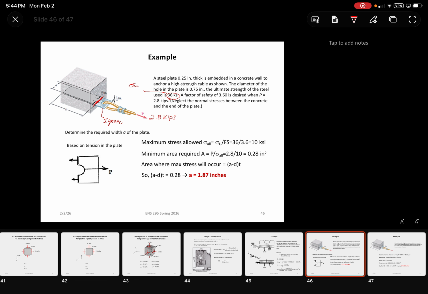We apply a factor of safety of 3.6 to it, so that means we limit the amount of stress that can be applied. So 36 kips per square inch divided by the factor of safety of 3.6. That plate cannot handle any more stress than 10 KSI. From there, we can determine the area that we need, because again, we're trying to determine this dimension A for that problem.